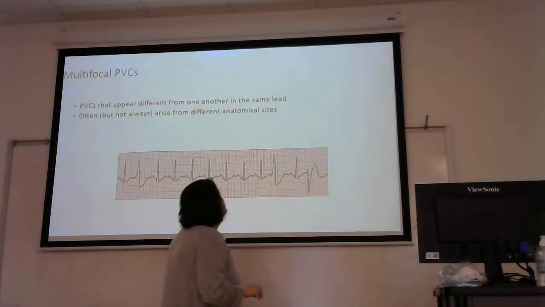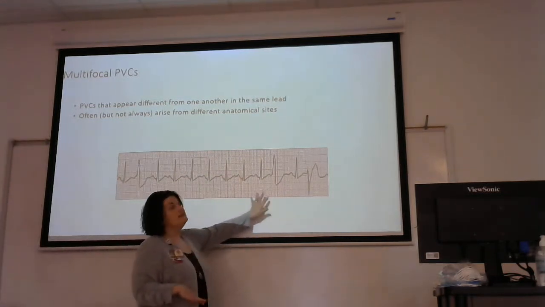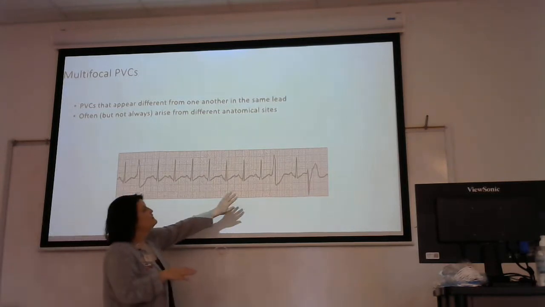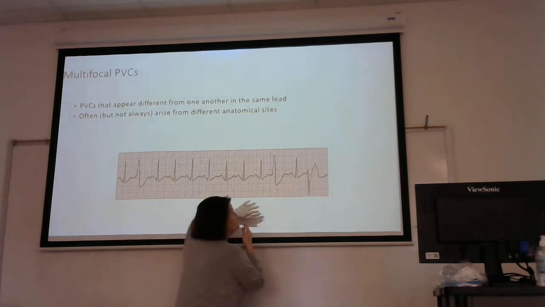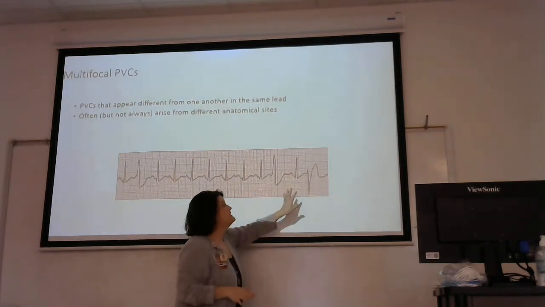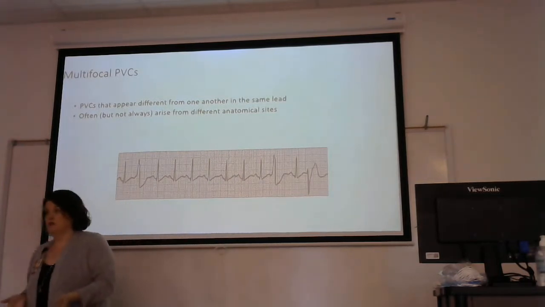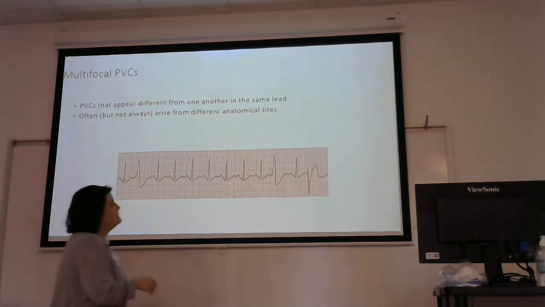So here's an example of multifocal PVCs. So when you look right here, how many PVCs do you see? 3. Does everybody see 3? Okay, 1, 2, and 3. Do you see how these two look similar, but this one looks different? What that tells you is this is coming from a different site than those. And so it's multifocal. It means there are different sites of irritability within the ventricles that are causing that. Okay?